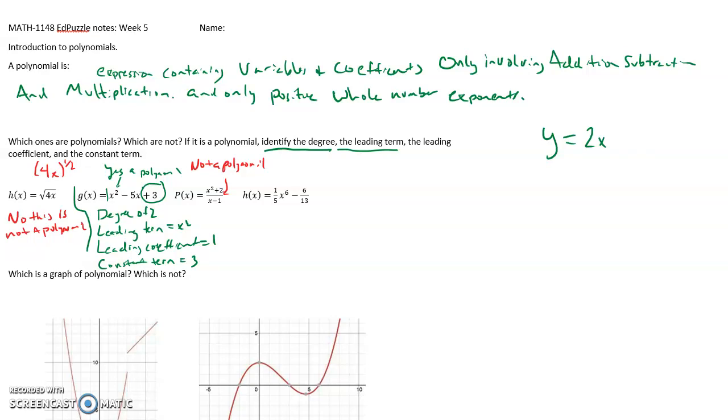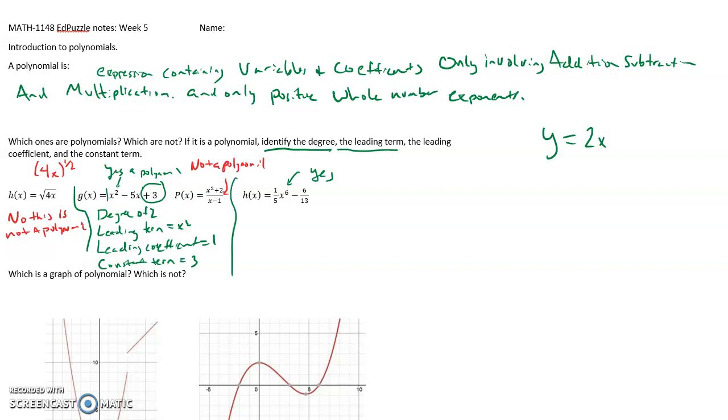Finally, the last one we're going to take a look at: 1/5 x to the 6 minus 6 over 13. Even though this has fractions, the exponent on this term is a whole number. It also only has addition, subtraction, and multiplication, because you can see that there is multiplication between these coefficients and these variable terms. So this one is going to be yes, it is a polynomial.